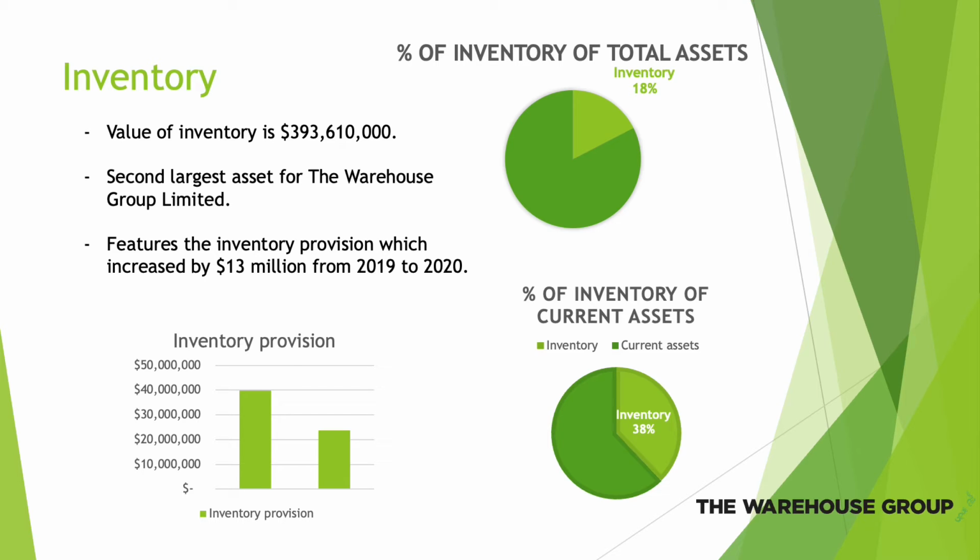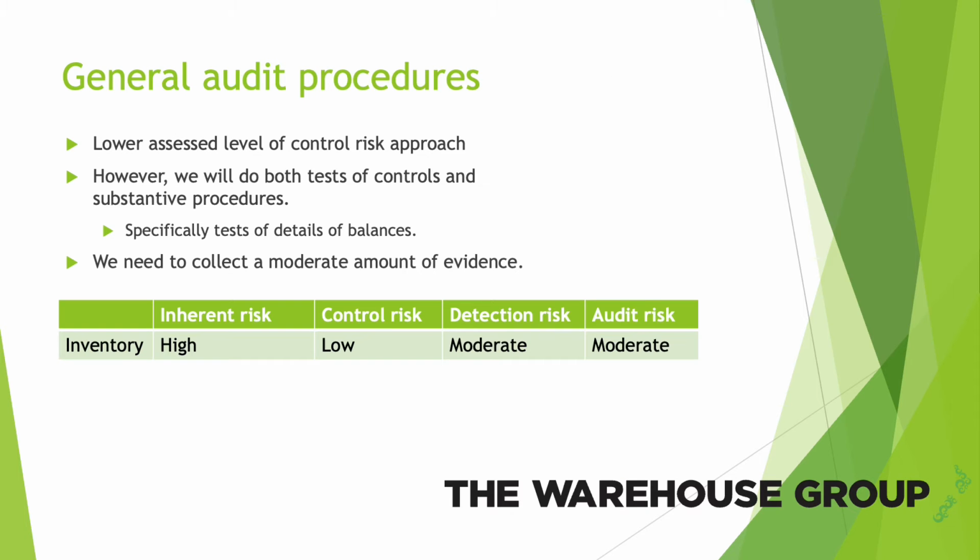The component of inventory called the inventory provision provides a risk as it relies on judgments of management's expectations of future sales levels and estimations of selling price adjustments, which could lead to material misstatement if not made on reasonable grounds. This is important considering that the inventory provision increased by $13 million in 2020 due to the changing economic conditions from COVID-19. Now I will discuss our general audit procedures.